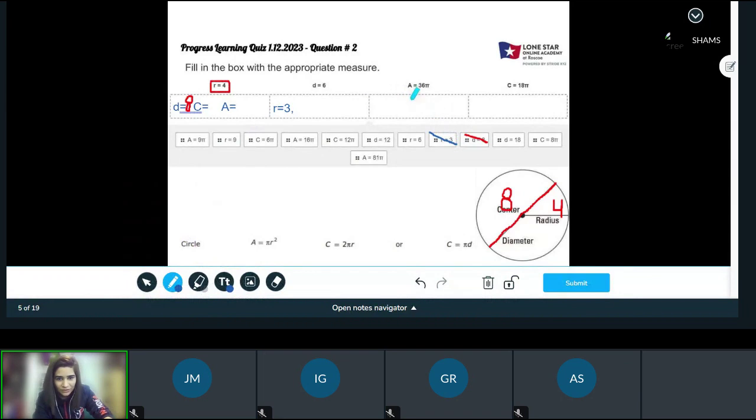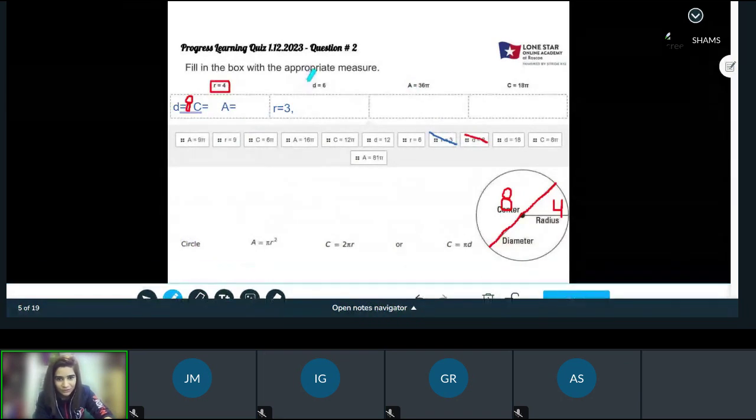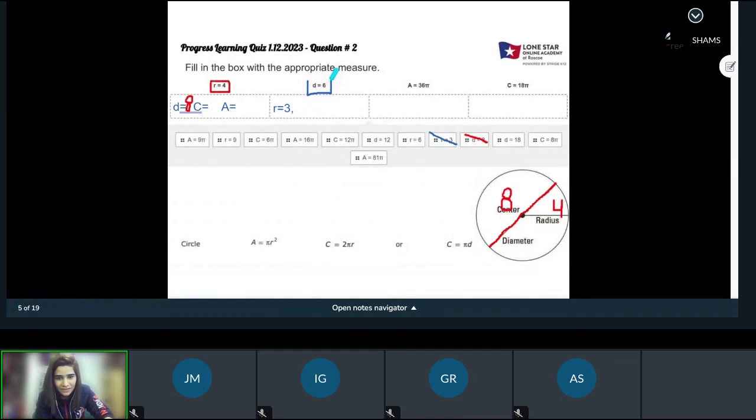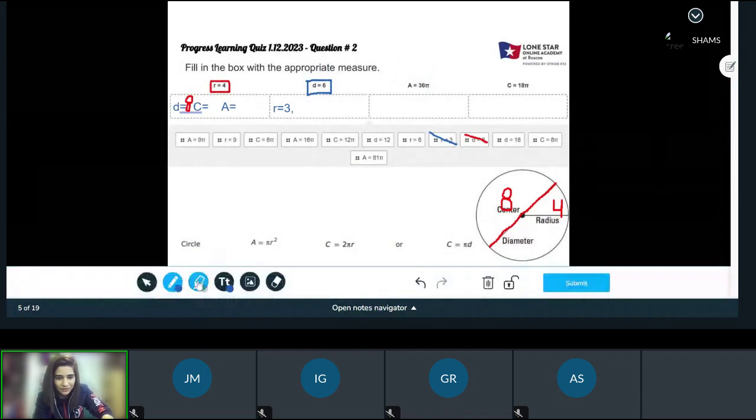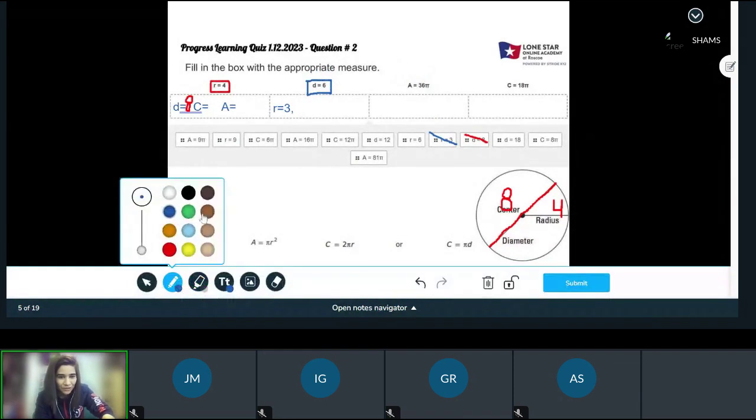Radius will be 3. So I'm going to take away the 3 also because I already used radius of 3. Then look at this one. I used a blue color for diameter. Then let's look at the third one. I am just hopping from question to question, but it is also okay.